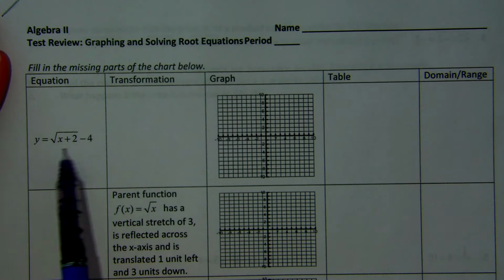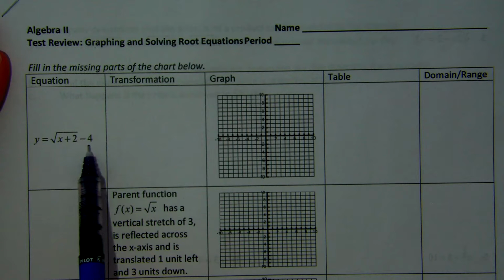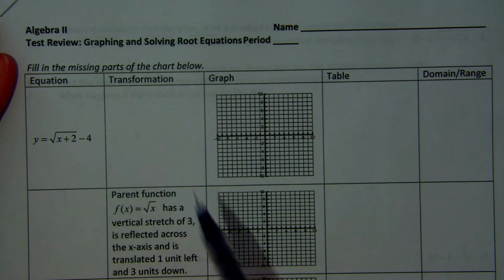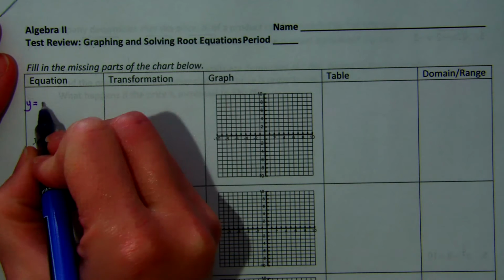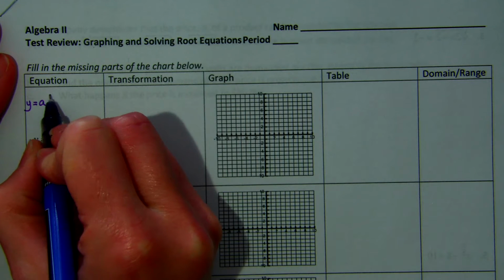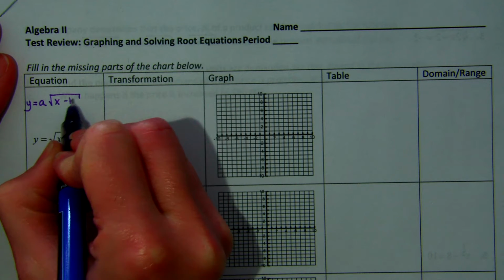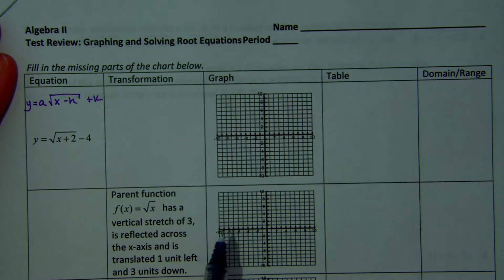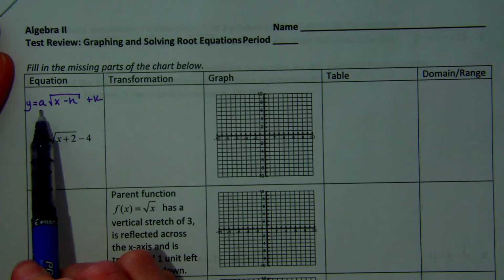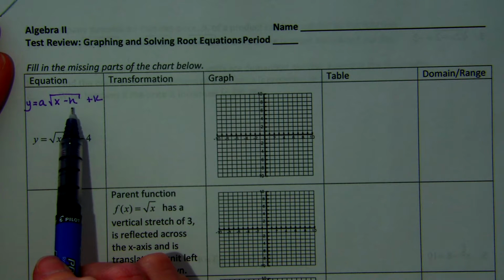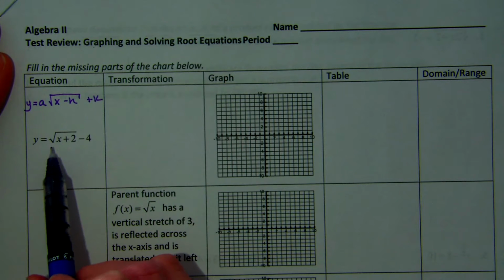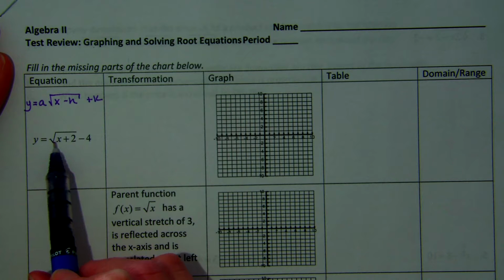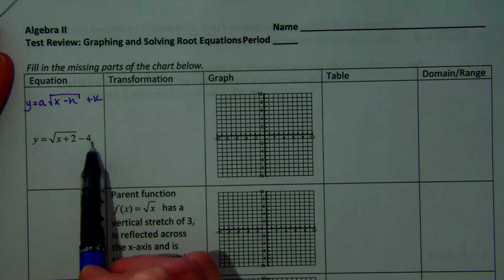Our first equation right here is y equals the square root of x plus 2, minus 4. Remember that the formula for a square root function is a times the square root of x minus h, plus k, right? And we remember that a is vertical stretches and shrinks, h is movement left and right, and k is movement up and down. In this case, we don't have an a value. It's 1, which is our standard multiplier there. But we do have an h value and a k value.